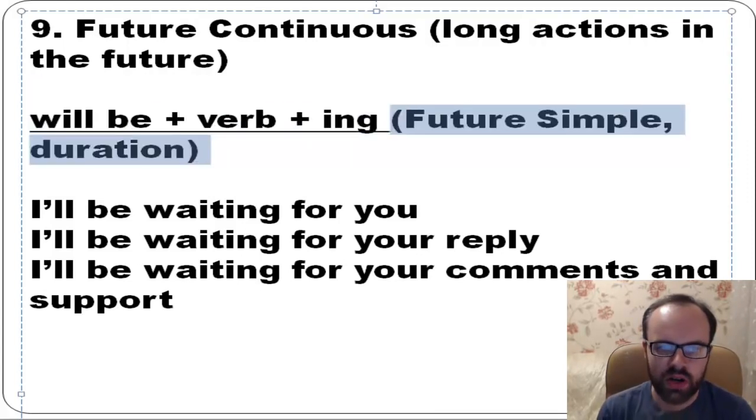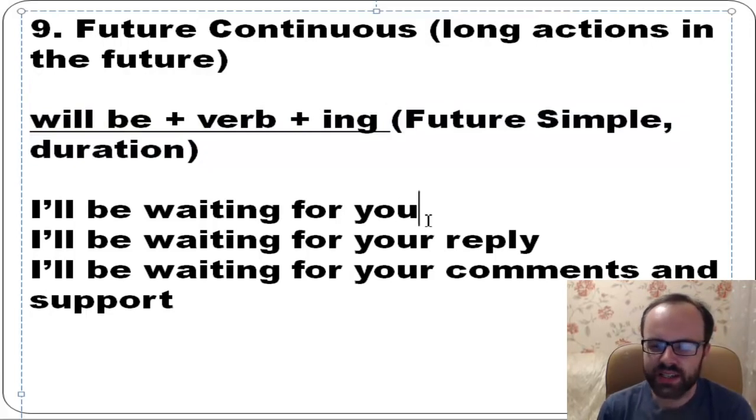Okay? So I'll be waiting for you. I can say I'll wait for you, but it's okay, maybe it isn't so important. But if I say I'll be waiting for you, it means that I'm really waiting for it, so it's so important for me. Yes, it's a long action, not just a short one.